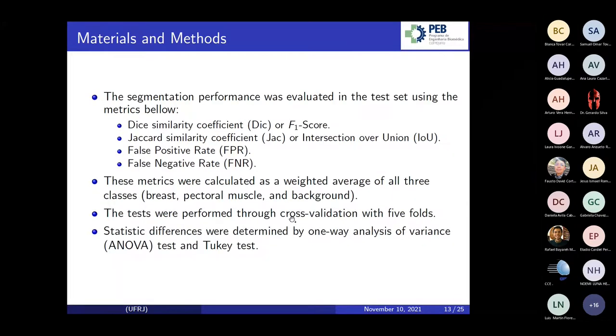And to compare the architectures, we evaluate on the test set using four metrics: Dice score, or Dice coefficient, or F1 score, Jaccard coefficient or intersection over union, and false positive and false negative rates. And all metrics were calculated as an average for the three classes, and we use cross-validation with five folds. And the final result is the weighted average of these five folds. And we did a statistical analysis to determine the validity of our experiments using ANOVA test and Tukey test.